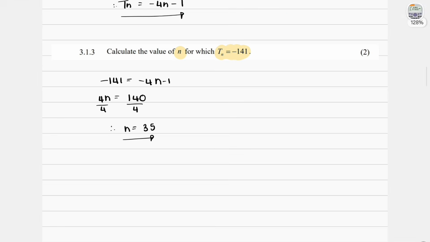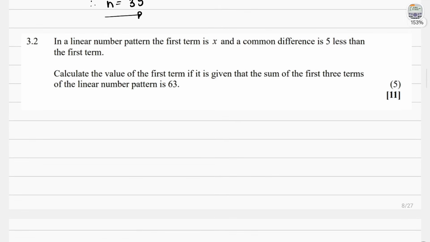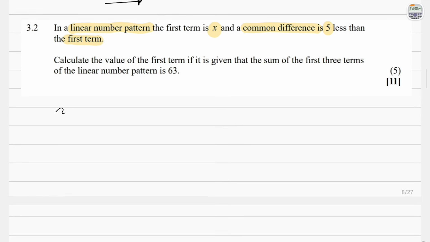Moving on to the next question. Question 3.2 says, in a linear number pattern, the first term is x, and I think they meant the common difference is 5 less than the first term. So let's put that down. The first term, T1, is x, and the common difference, that d value, is 5 less than the first term. So if this is the first term, we're saying 5 less than this, so -5.